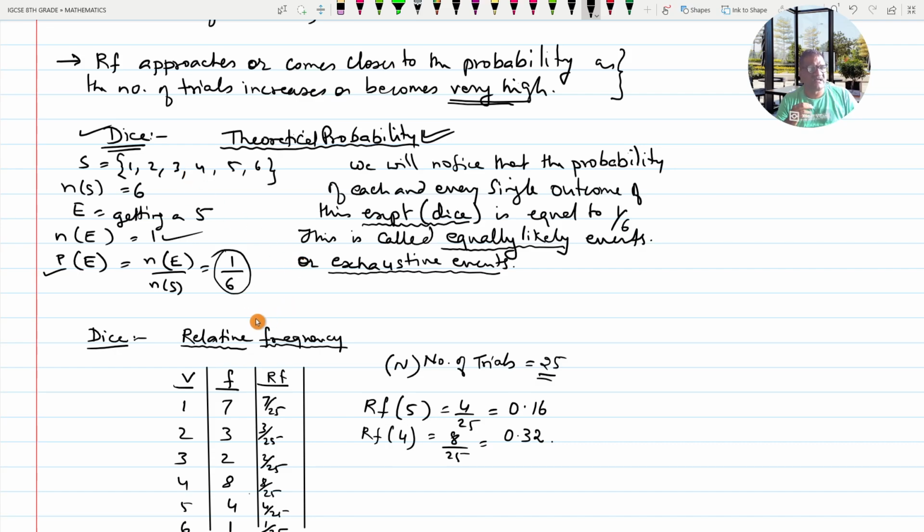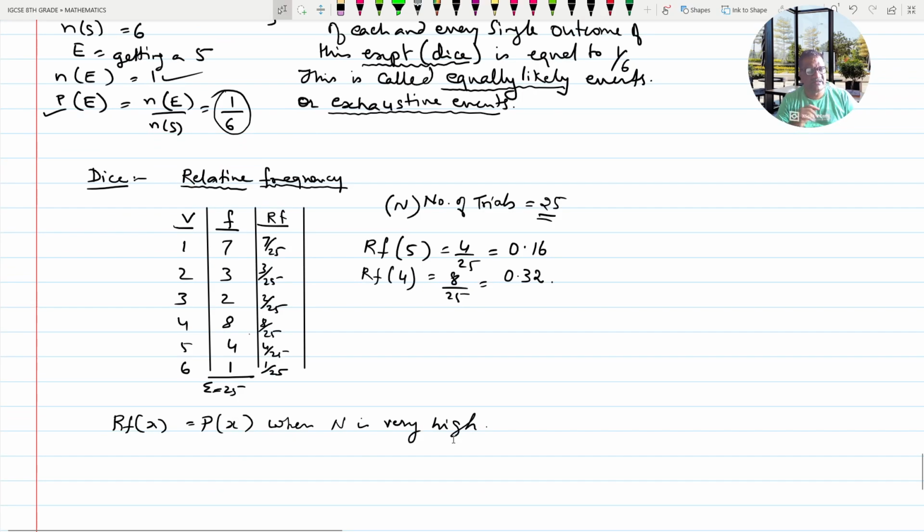Now suppose I want to arrive at the probability or the relative frequency in the same dice experiment. What I'm doing is taking a dice and throwing it 25 times. Every time that I throw the dice, I'm recording what values I'm getting. So maybe I will get 1 2 3 4 5 or 6, right? In 25 throws, I saw that I'm getting 1 seven times. So the variable value will be 1 and the frequency is 7, right?